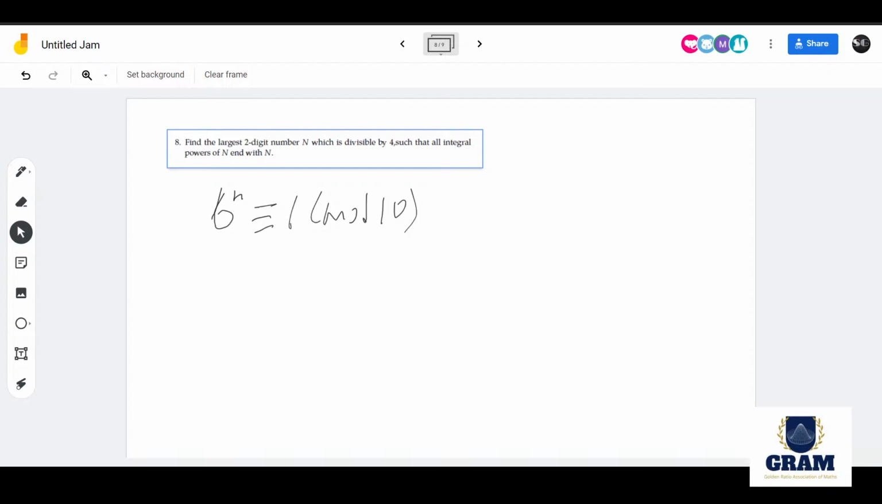So this was all for problem 8. We'll move to problem 3 and come back to the left problems, so don't worry about that.